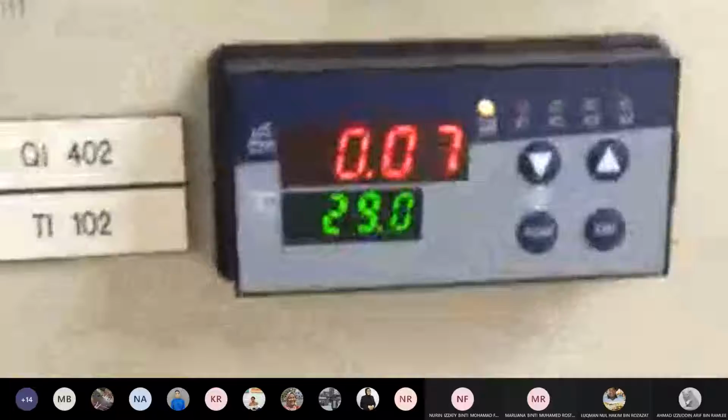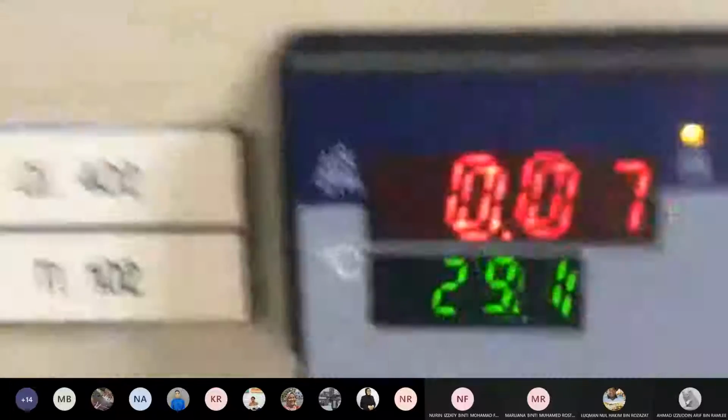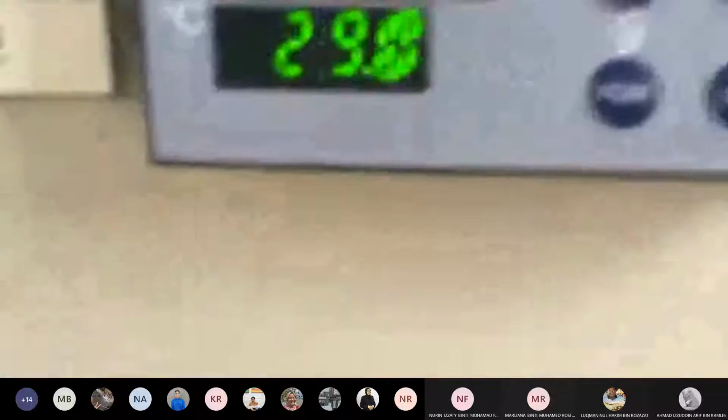Okay. Kenapa ada lagi 3 probe? Okay, so probe pertama, kenapa ada 3 probe? Sebab dia akan measure conductivity and temperature for the 3 different reactor. Okay, saya tak ingat. Saya rasa 402 is for single CSTR.